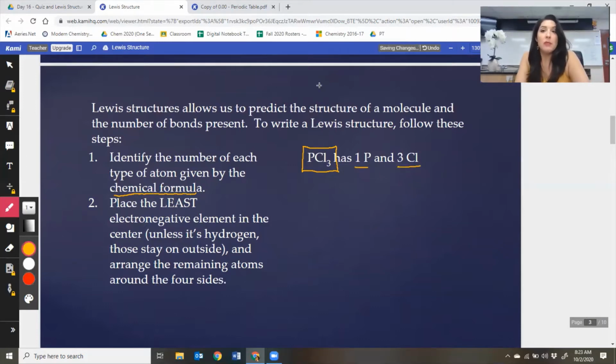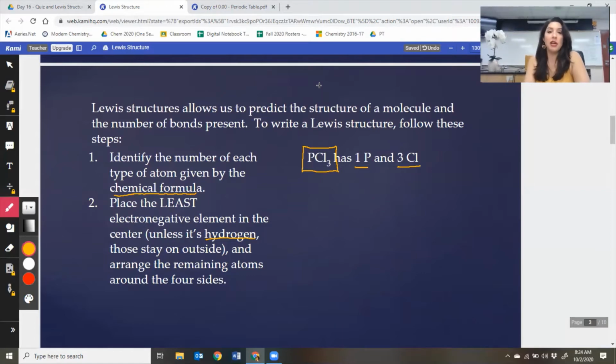In general, we place the least electronegative element in the center of the arrangement, unless of course it's hydrogen, which is low in electronegativity, but it only has 1 electron to participate in bonding, so it's not able to accept multiple bonds. So hydrogen stays on the outside. We put the least electronegative element in the center, and we arrange the rest of the elements around the outside.